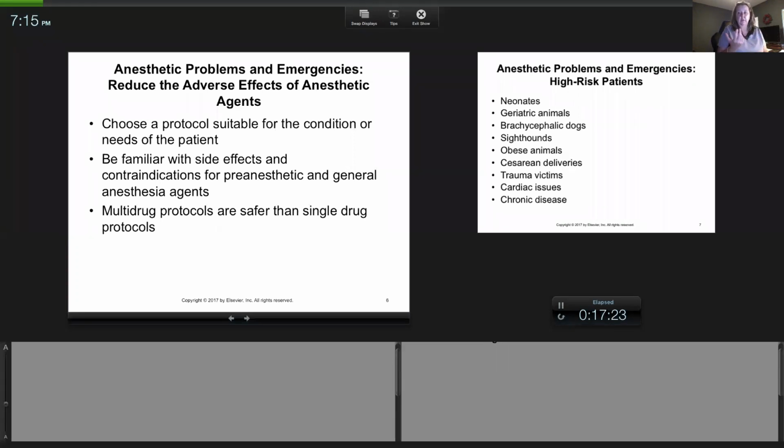Or if I have a dog that's already bradycardic or has heart disease, I'm not going to choose dexdomitor because it drops the heart rate and it has such high cardiac effects. So do you see, when I've told you about drugs, I've told you about some of the glaring side effects. Opioids, you have to be cautious if your patient has severe respiratory depression. Sight hounds, we never use barbiturates. Ketamine, cats with kidney disease. So do you see where I'm getting with this? So you have to be familiar with the side effects of the drugs that you're using and the contraindications to any pre-anesthetics or general anesthetics.